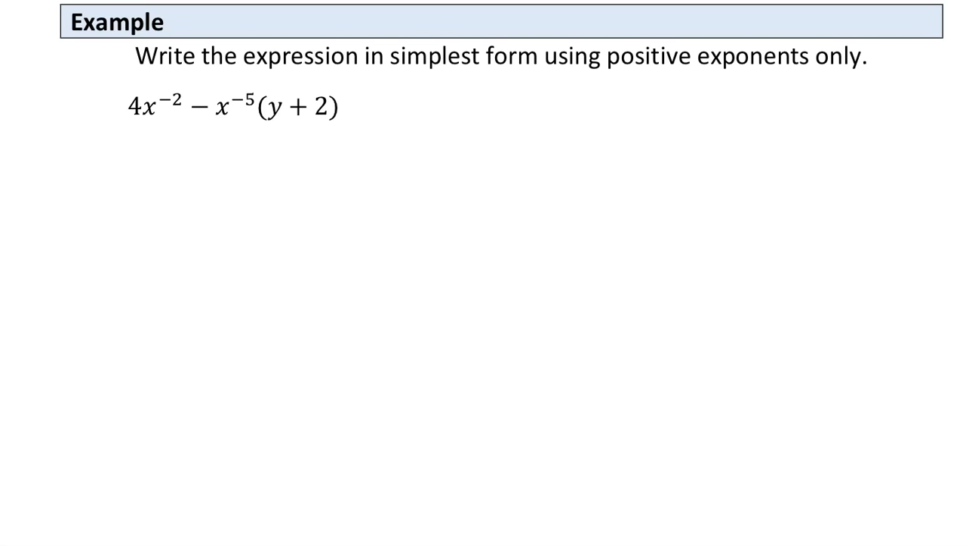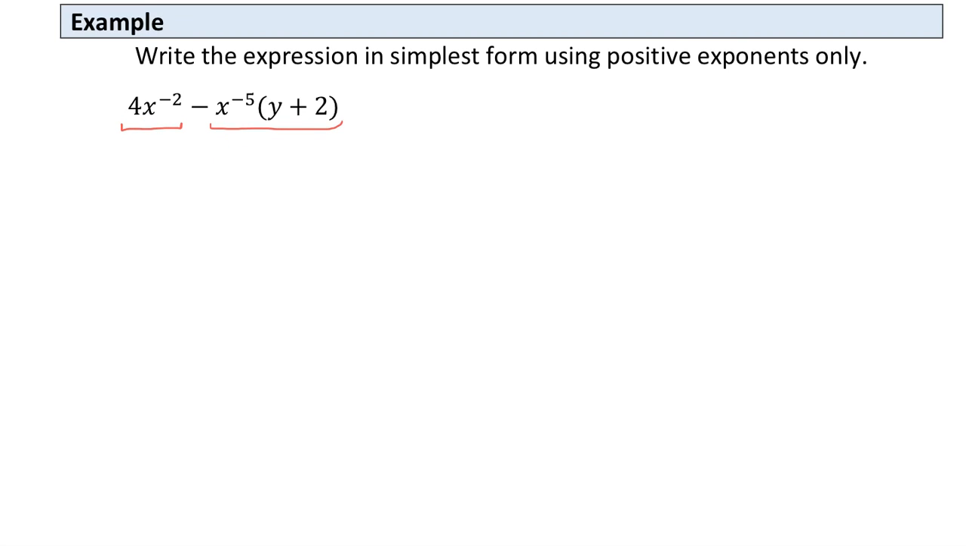4x to negative 2 minus x to negative 5 times y plus 2. This expression is a difference of 4x to negative 2 and x to negative 5 times y plus 2. We will start by working on each of these expressions individually.